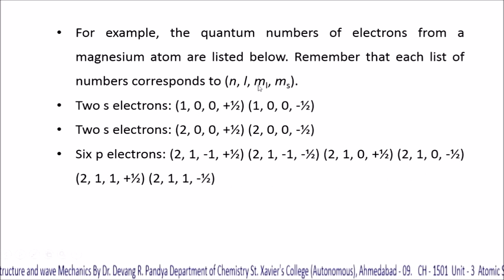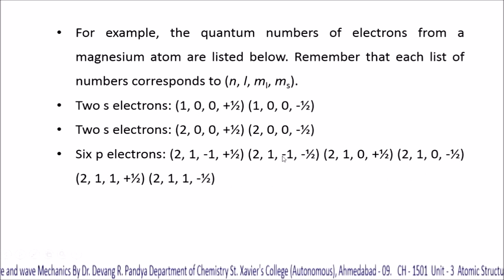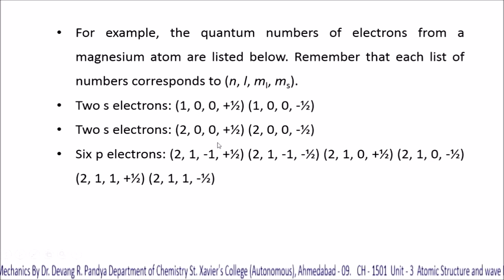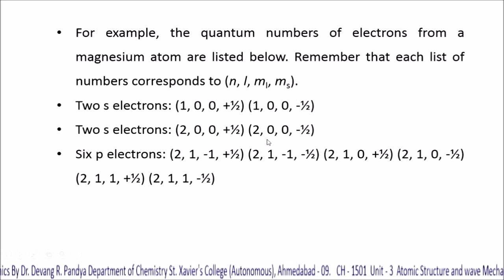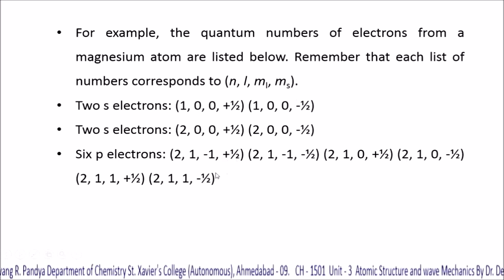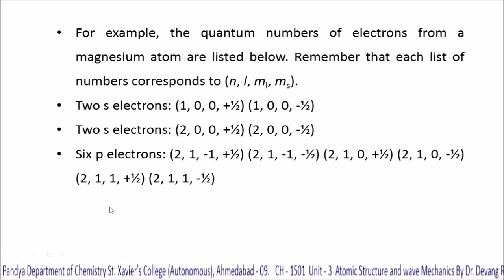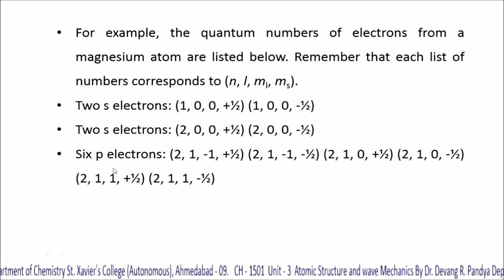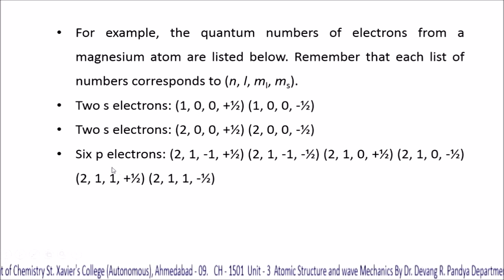So for m_l value we have minus 1, 0 and plus 1, and for m_s value we have plus half, minus half, plus half, minus half, plus half, minus half, and that way 6 possible arrangements are there for the magnesium.